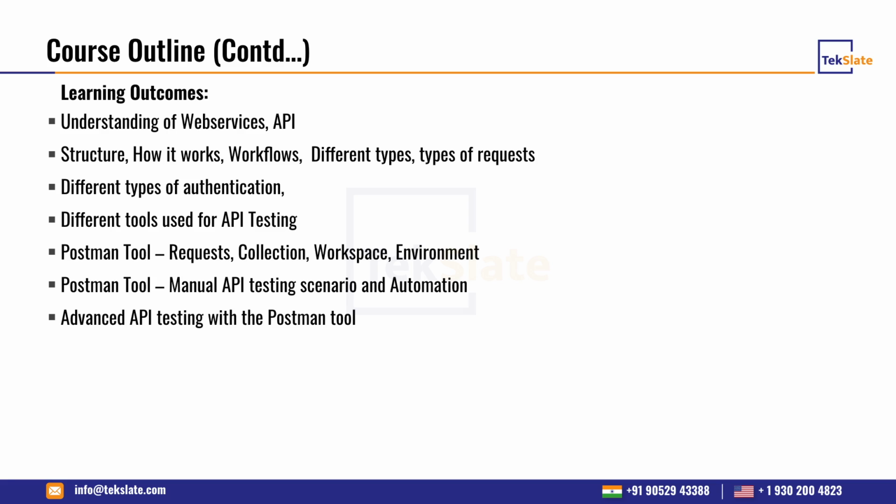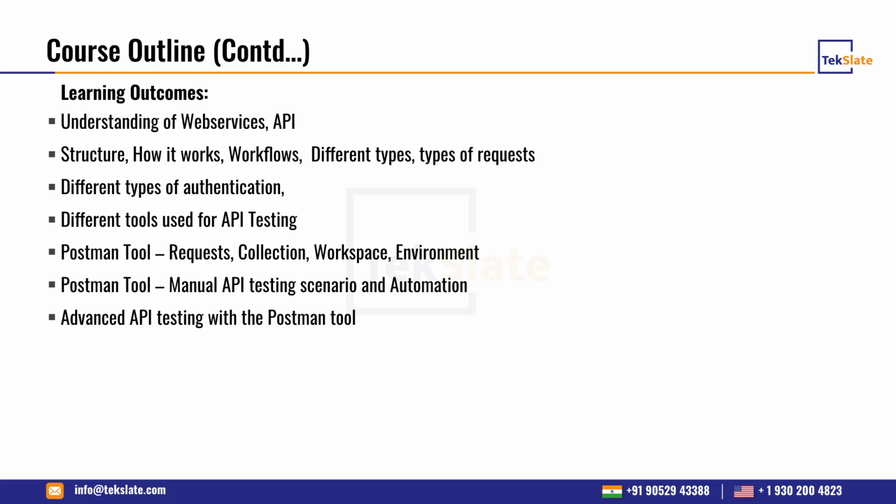And then we will be covering different tools. We will be starting with Postman, the basics of Postman. Then there are different kinds of requests we can send. In Postman we have collection, workspace, and different kinds of environments we can set: global, or testing, staging, QA, dev environment. That also we can show you.